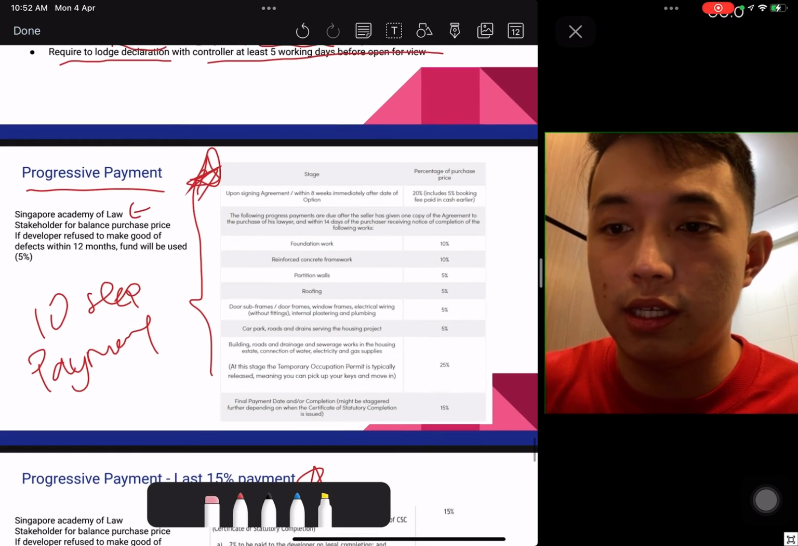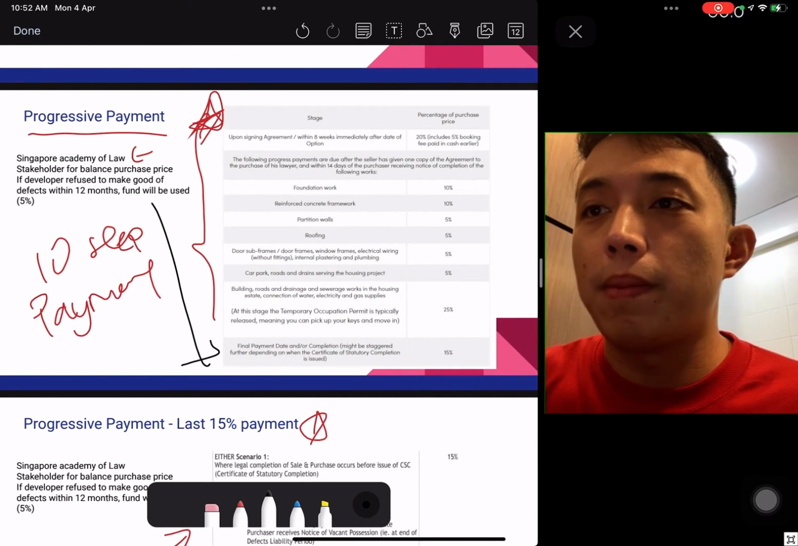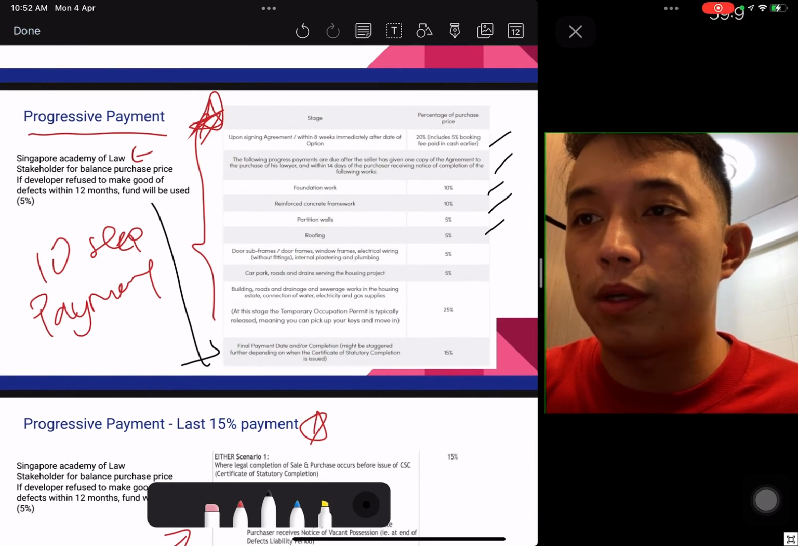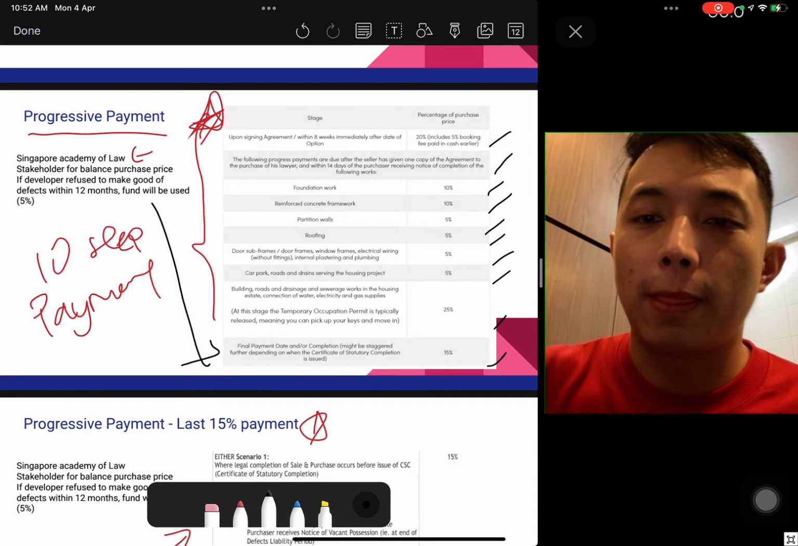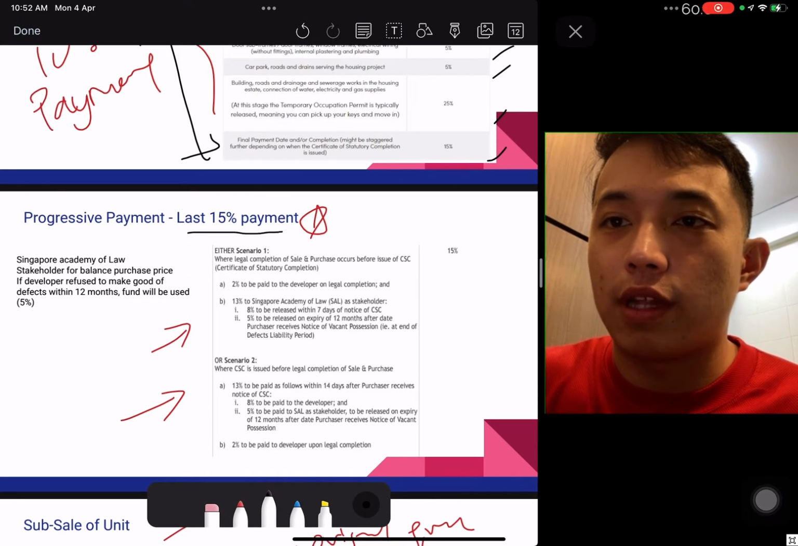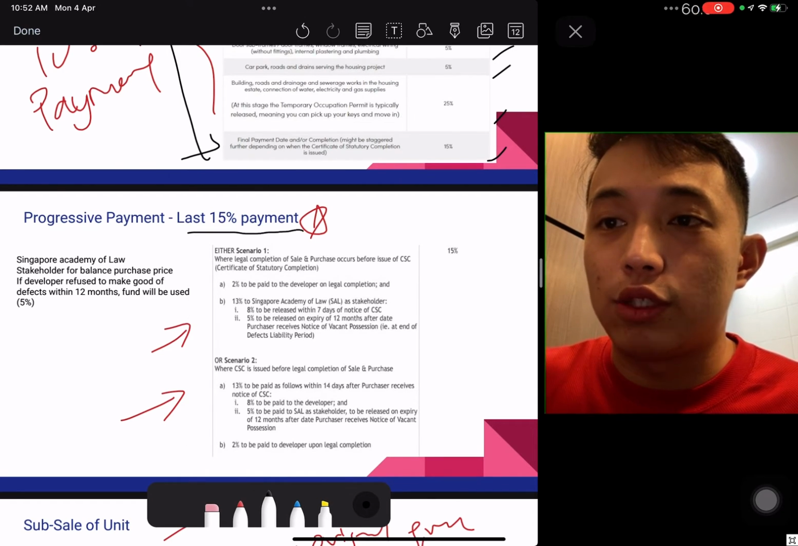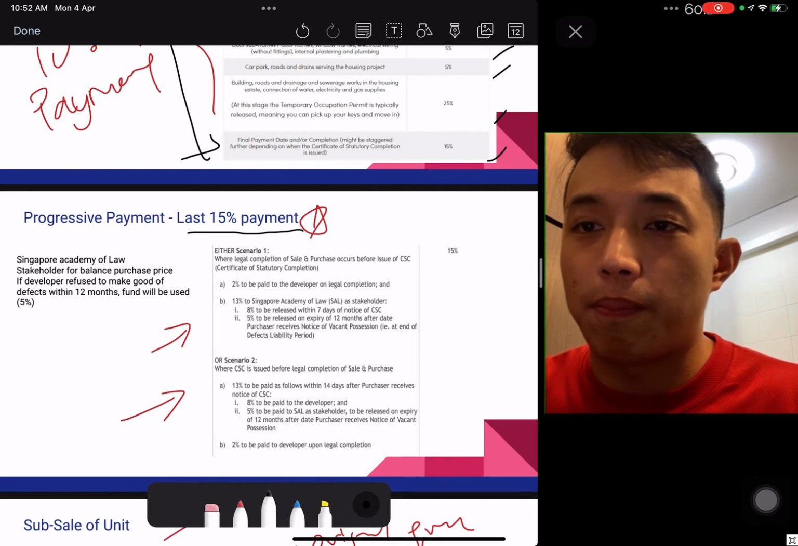This is actually the last part, the 15%. So do remember every single process: how much payment, where, and what time they should do payment. For the last 15%, the last payment, do take note under the two scenarios whether the CSC is issued before or after the completion.